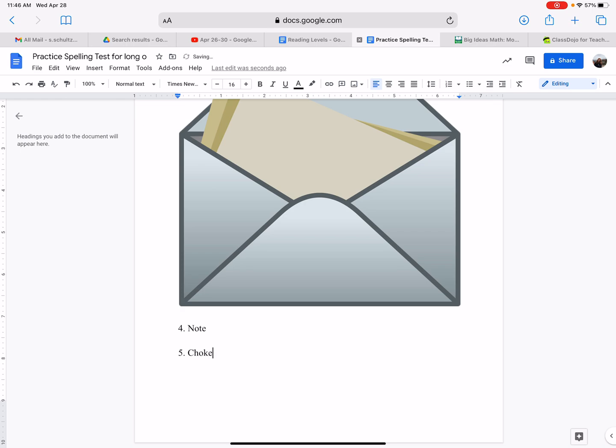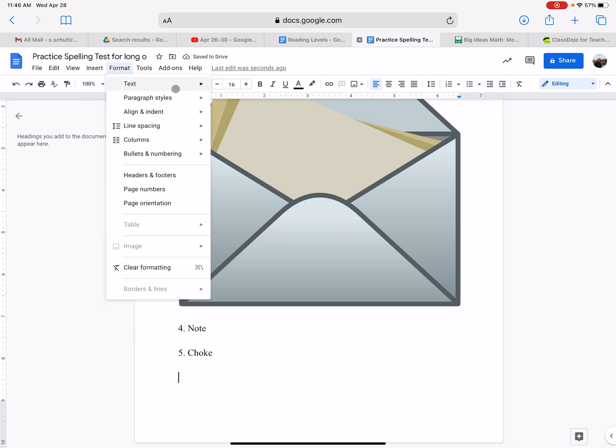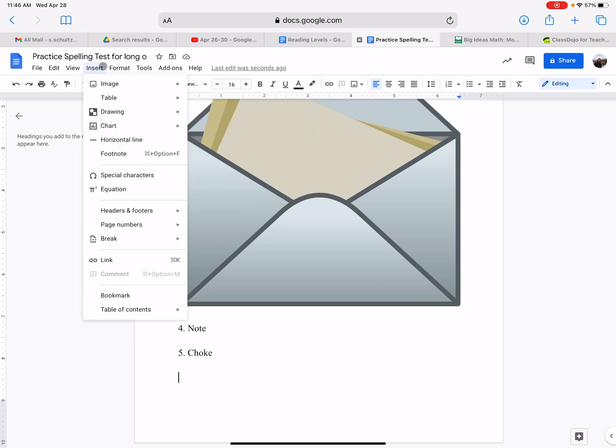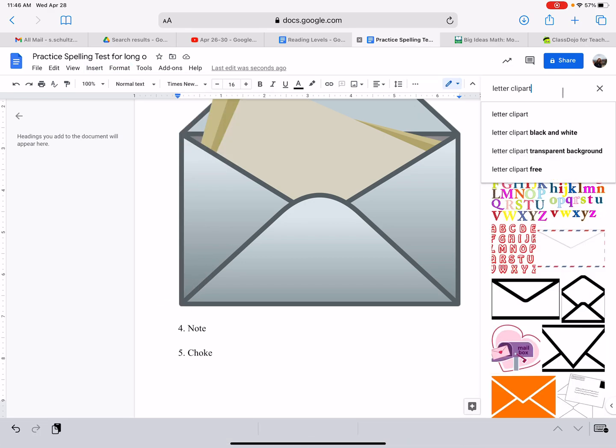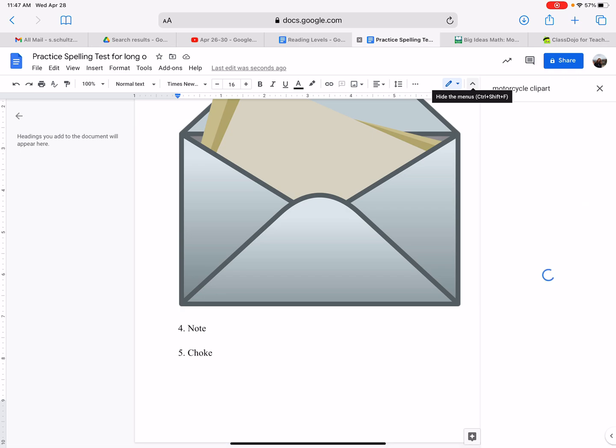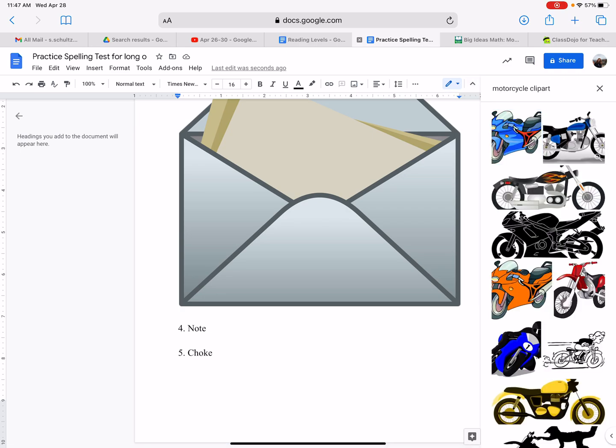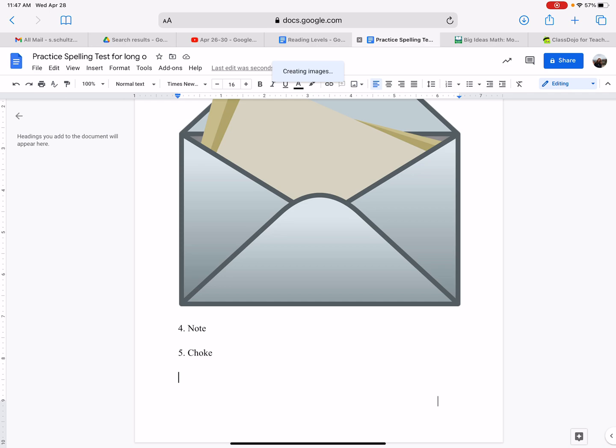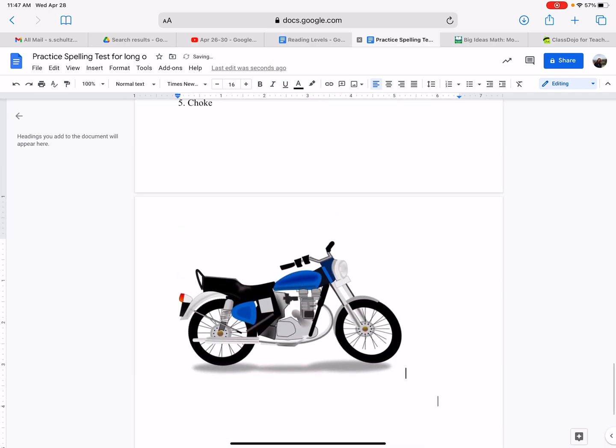It's the E. Choke. Okay, now your next spelling word is going to be road. I'm going to put an image of a motorcycle. Miss Schultz rode a motorcycle before. Road. And here's a photo of a nice motorcycle. There it is.